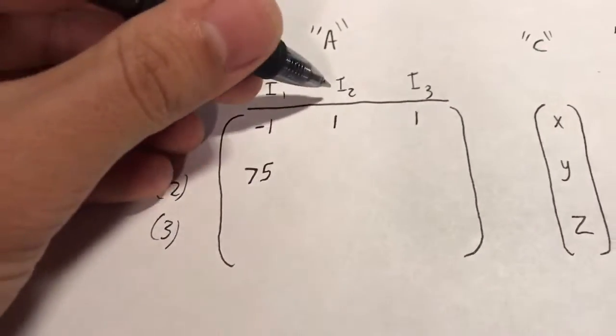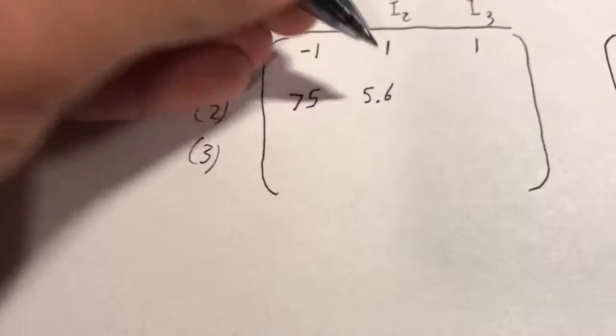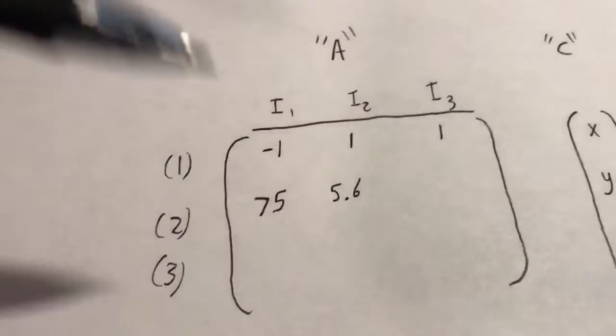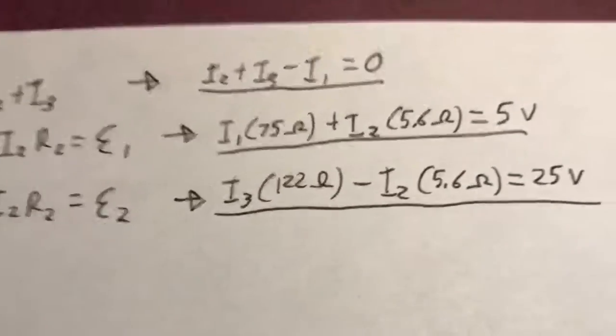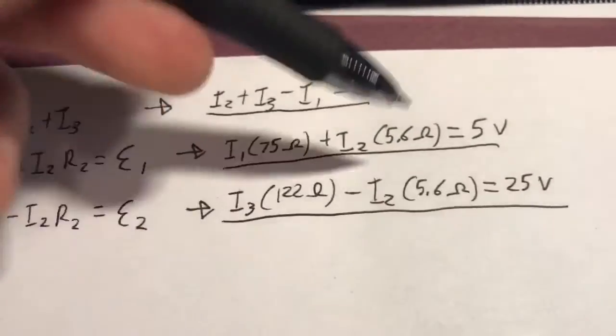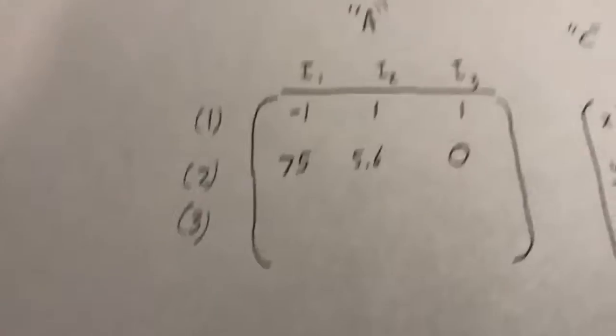5.6 ohms is attached to I2. So we go to our I2 column for our second equation, and we write in 5.6 ohms. Okay, now it's time for I3 in our second equation. Let's go up to our second equation here. There's I1, there's I2. I don't see an I3 in this equation, so for that, we're just going to put a 0 right in there.